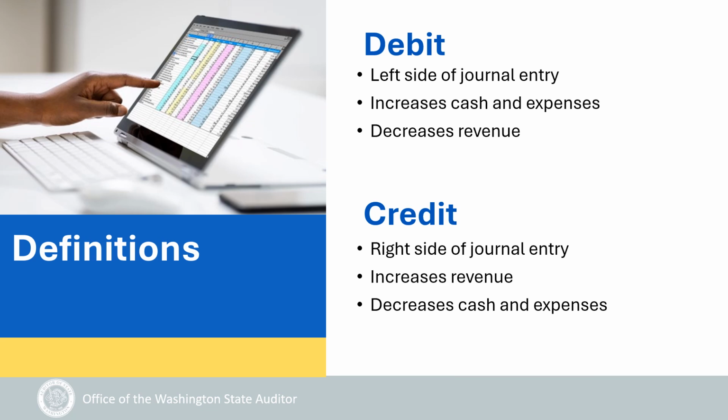When viewing a journal entry, which we'll look at a few examples of here in a moment, the debit is the left side of the journal entry, and the credit is the right side. Debits will increase cash and expense accounts. However, it has the opposite effect on other accounts and decreases revenue accounts. Credits are the exact opposite. Credits increase revenues. However, credits will decrease cash and expense accounts.